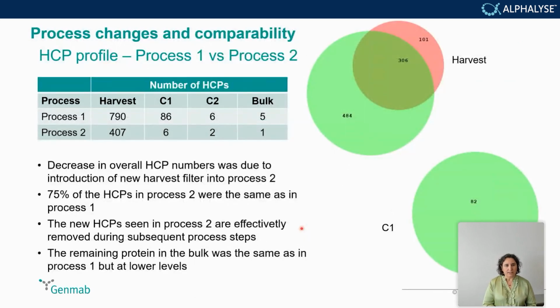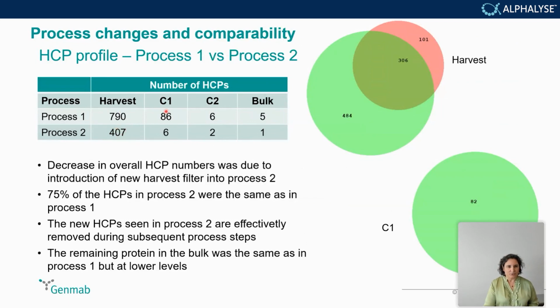So in this comparability analysis, we showed that in process 1 we actually had around 800 proteins, as I showed you in the previous slide. And in process 2, we actually only had, well, not only, but we had around 400 proteins after harvest.